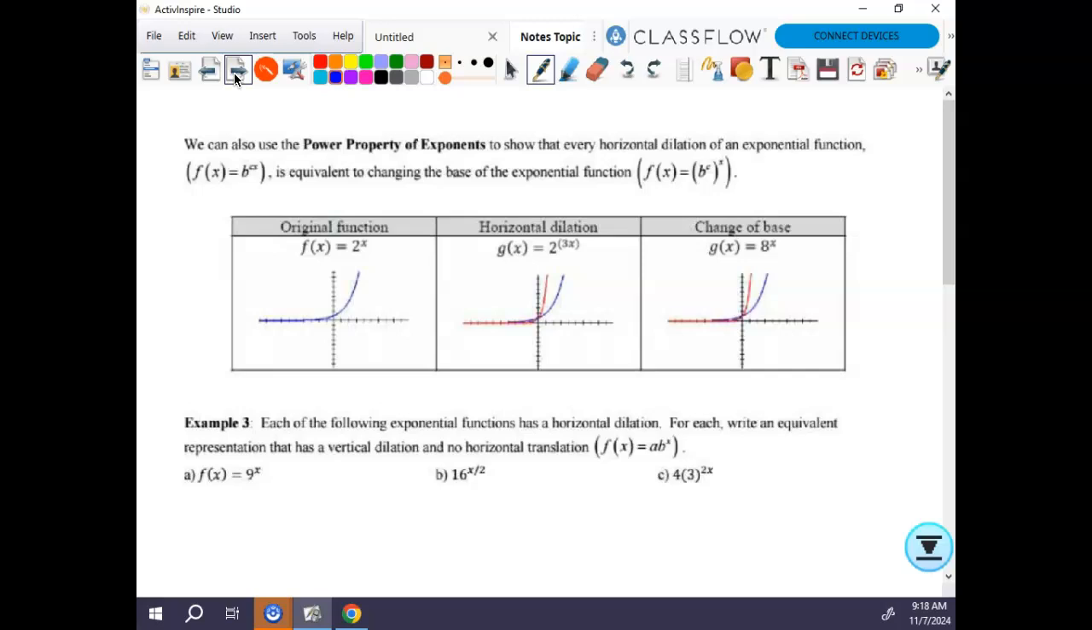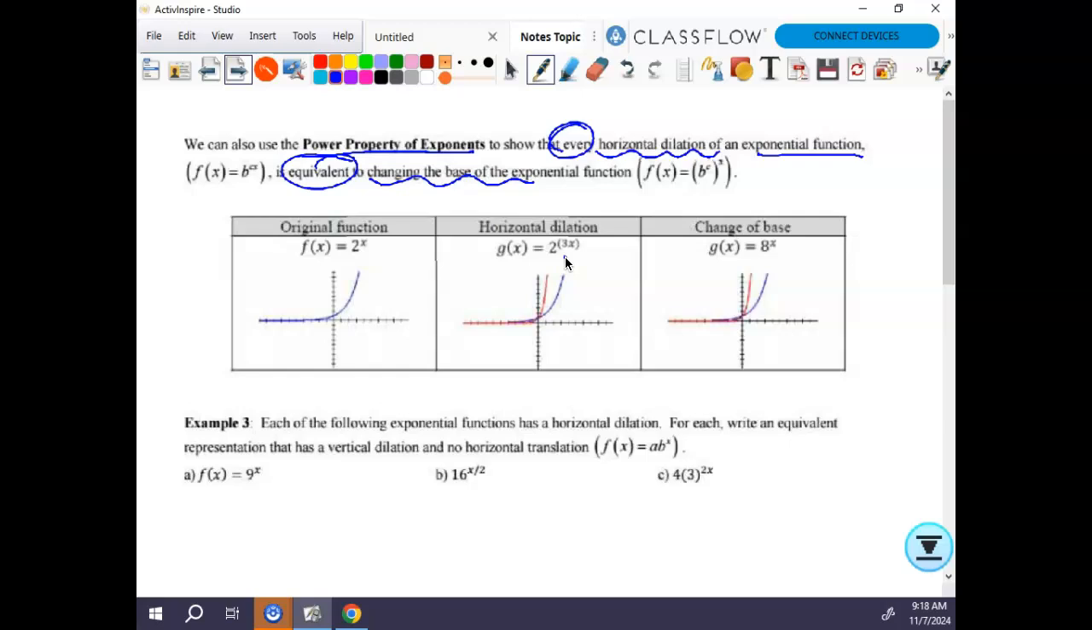All right, so now we're going to use the power property to look at some other equivalent forms. If we use the power property of exponents, we can show that every horizontal dilation of an exponential function is equivalent to changing the base. So here's a visual for you. We start off with 2 to the x. And then if I do 2 to the 3x power, that is a horizontal dilation of 1/3, so that blue becomes red, it gets squished in, right?